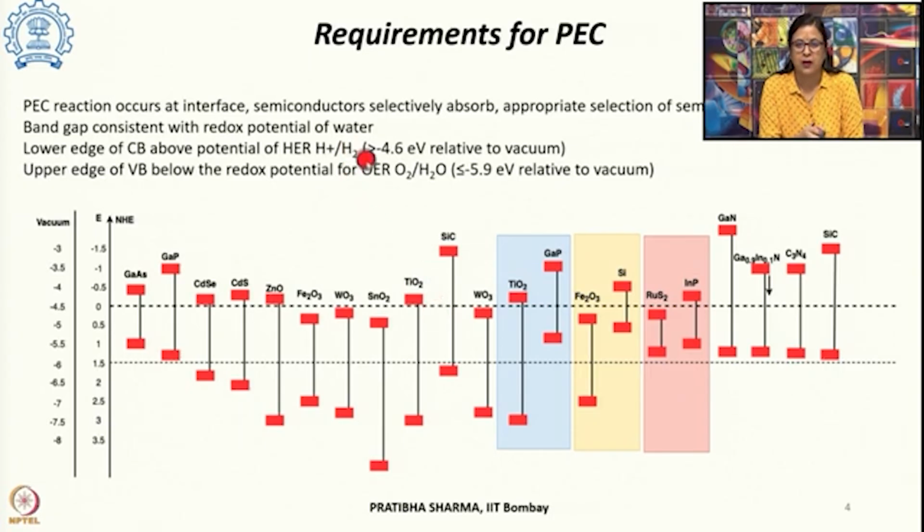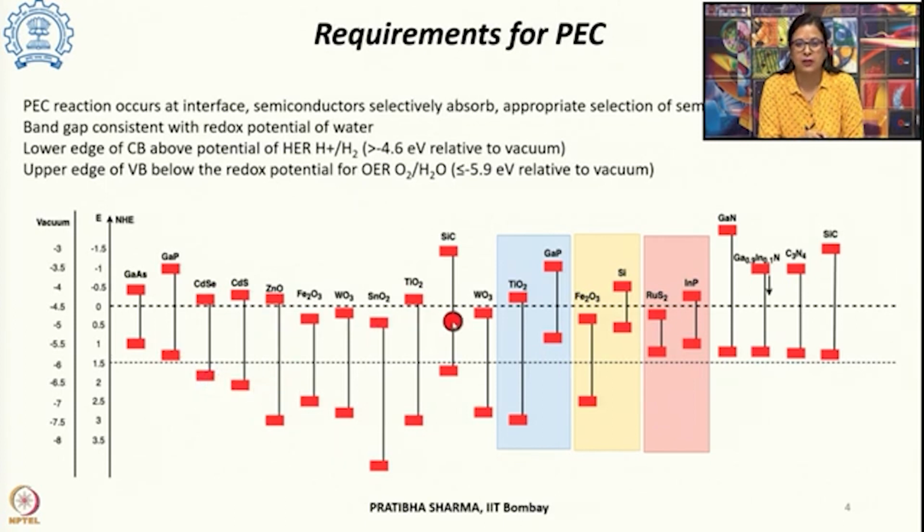So, it should be higher than minus 4.6 electron volt, which is relative to the vacuum level. At the same time, the upper edge of the valence band should be below the redox potential for the oxygen evolution reaction, which corresponds to 5.9 electron volt. Now, if we see both the conditions, such that the conduction band lies above this and the edge of the valence band lies below this, it is satisfied by very few materials, we can see that.